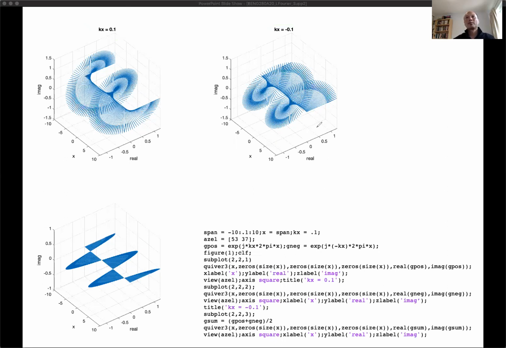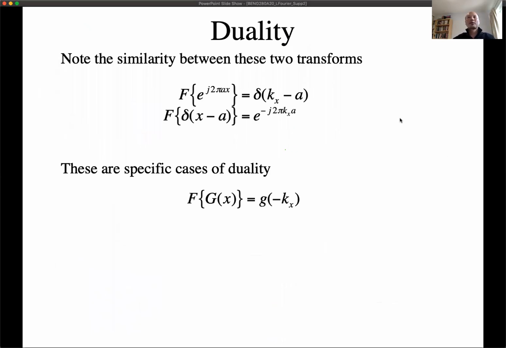Okay, so moving right along. What we've just seen is a form of duality: if I have the Fourier transform of a complex exponential, it goes to a shifted delta function. If I have a shifted delta function, it goes to a complex exponential. So this is a form of duality, which is very useful. It means if you know the Fourier transform going one way, then you can guess what the Fourier transform is going the other way. Mathematically, it's given by this expression. But let's just do an example of it that's useful.